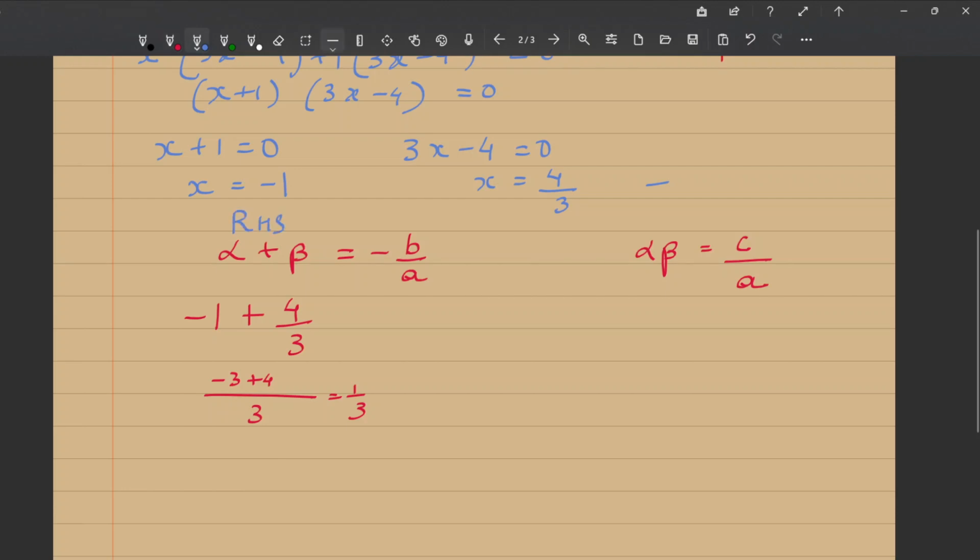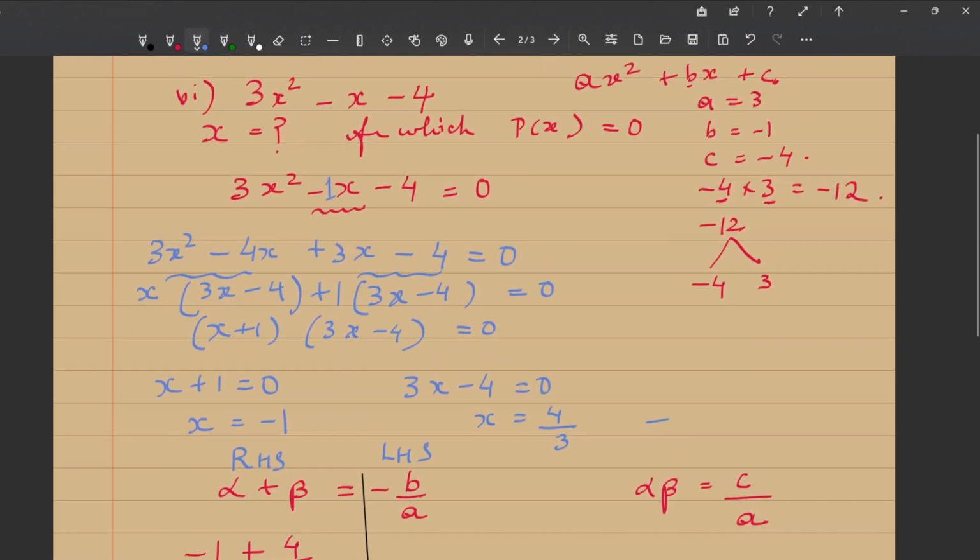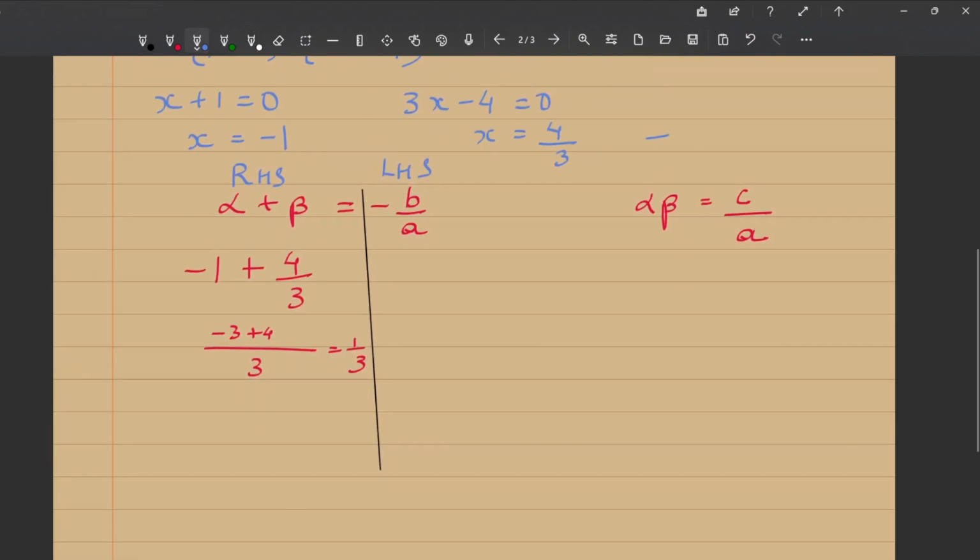So, let us draw a line here. This is the right hand side, and this is the left hand side, minus b by a. Let's see if they are equal. We found that b was minus 1 and a was 3. So, minus of minus 1 by 3 is equal to 1 by 3. So, now the RHS and the LHS are equal. So, the relationship alpha plus beta is equal to minus b by a was found to be correct. It's verified.